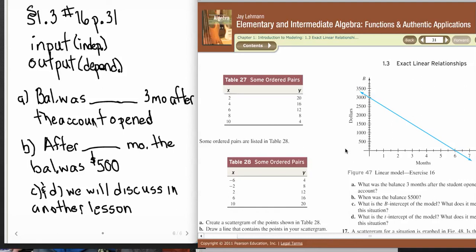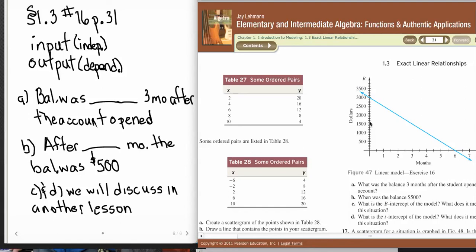So in order to answer the first question, we're going to be doing the estimation. So we're going to say, okay, 3 months after it opened, so here's our 3 months, and we're going to follow a straight vertical line up here to the model, and then from there we're going to go over horizontally to the y-axis over here, and that y-axis this time is called the b-axis because it's balance in dollars.